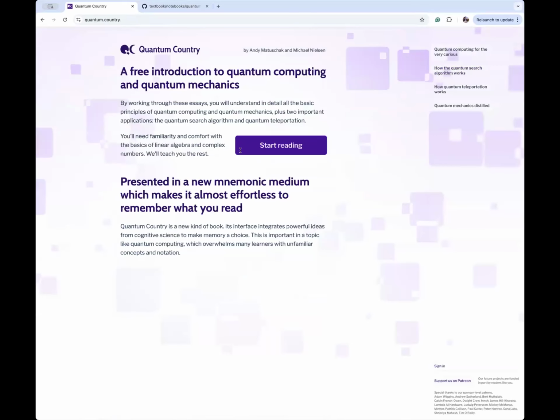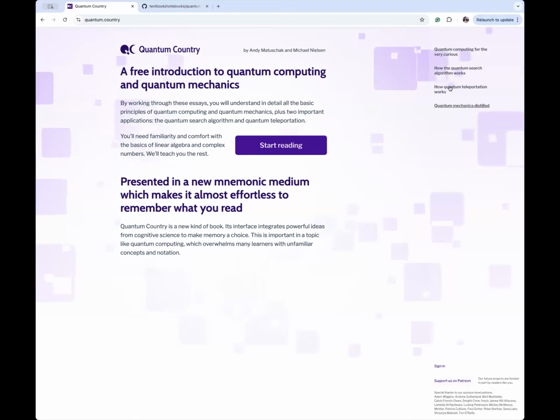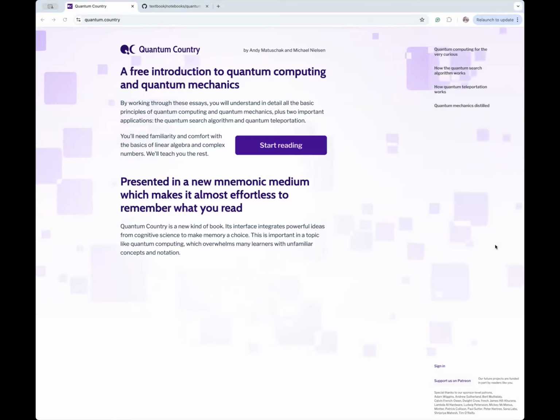So I find these quantum.country essays super helpful. Let's see if any further essays would appear with them in the future. I think when I started with this, one of them was missing. I think the quantum teleportation only came later, but so far it looks quite stable that most likely they won't be adding new essays anytime soon, but maybe they will. So it's something I personally like very much. Maybe you want to spend some time on this on the weekend.